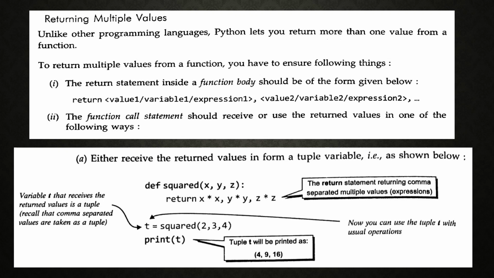So whenever you define a function, here the function takes three variables. Here it is given: def squared x, y, z. Here return x into x, comma, y into y, comma, z into z. The return statement returns comma separated multiple values or expressions. See, in the next line, with indentation removed, t equal to squared 2 comma 3 comma 4.